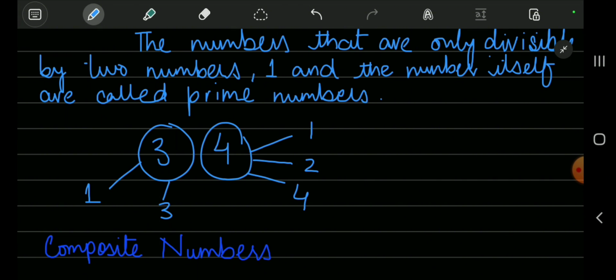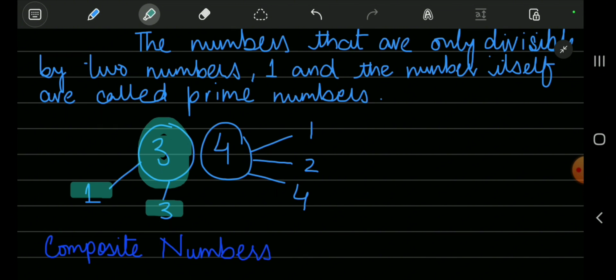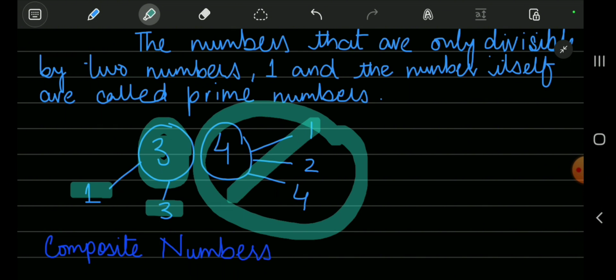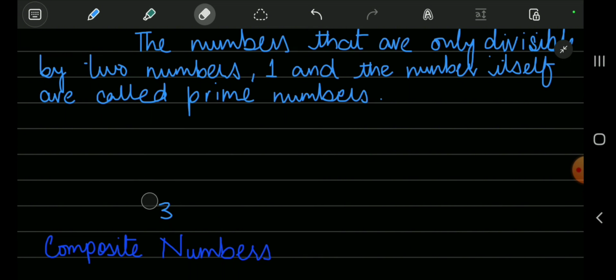Okay, so the numbers which are only divisible by 1 and the number itself will be prime numbers, and the rest of the numbers will not be prime numbers. So among 3 and 4, 4 is not a prime number because it is not just divisible by two numbers, it is divisible by more than two numbers. But yes, 3 is a prime number because it is only divisible by 1 and the number itself, that is 3. Okay, I am going to write one more definition of it, a very concise, easy to remember definition.